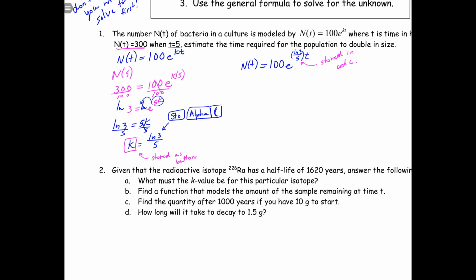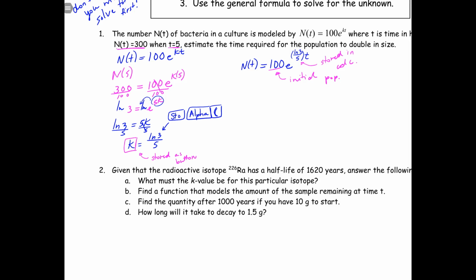Okay, now it says, if n of t equals 300 when t equals 5, estimate the time required for the population to double in size. What did you say? 600 is the time? Oh, well, what is the initial population? That would be a population when time equals 5. You're right. So if you wanted to use that, you would have to say 600. So yes, the doubling of the population. Right now, the initial population is 100.